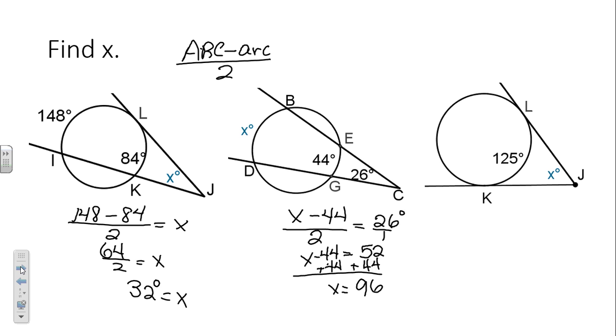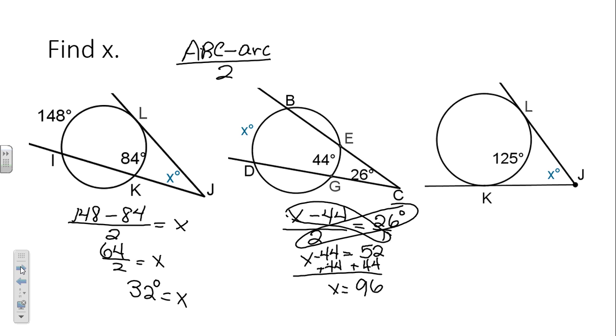Yes, question. When we cross multiply here, we're trying to get rid of the dividing by 2. And so 1 times the x minus 44 is 2 times the 26. Okay? So just think about it as having that cross multiply. Okay? All right, so far so good?